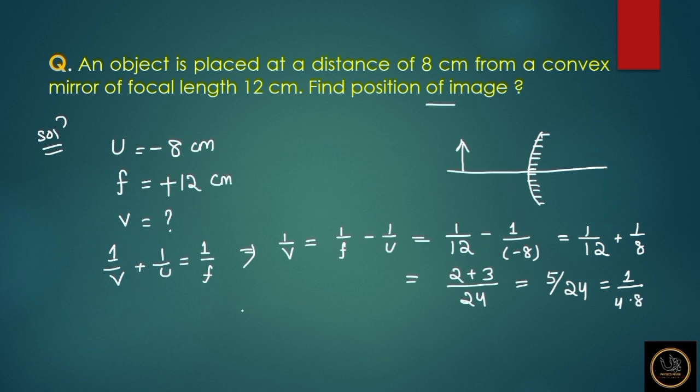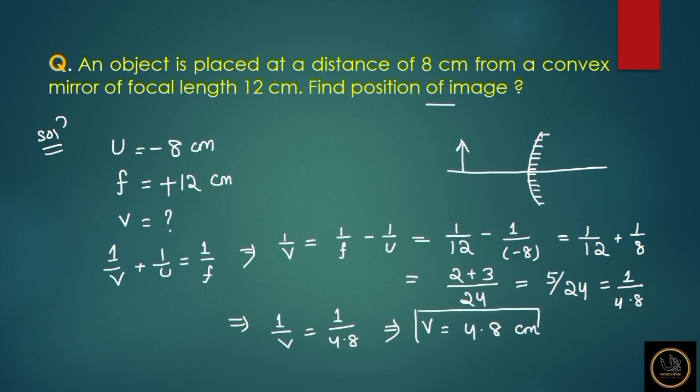See here, 1 by V is equal to 1 by 4.8. So what will be the value of V? So V will be 4.8 centimeter. This is the value of V. Clear? Then next question.